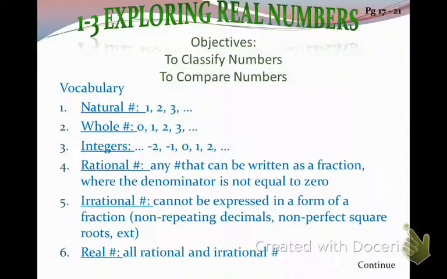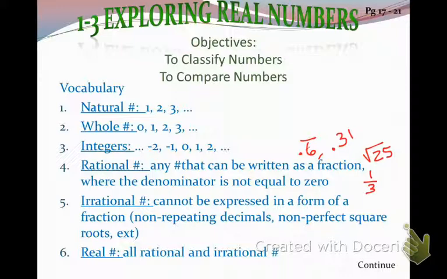Rational numbers are natural numbers, whole numbers, integers, and then you have perfect square roots, so something like square root of 25. And fractions, 1/3. Decimals, so 0.6 with a line over it, that's a decimal that repeats. Or a decimal that terminates, like 0.31, and that's a terminating decimal.